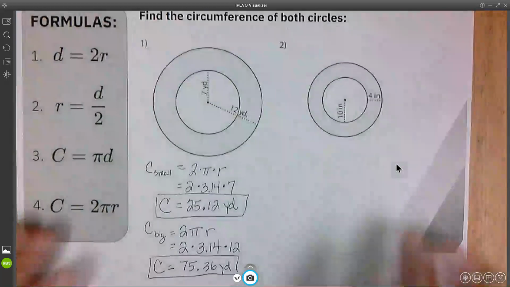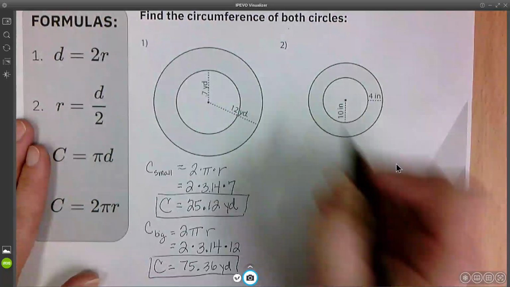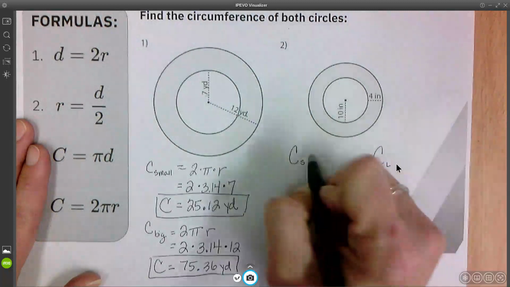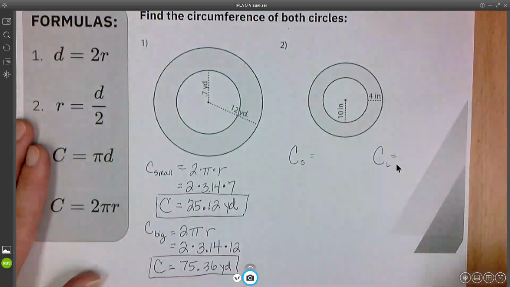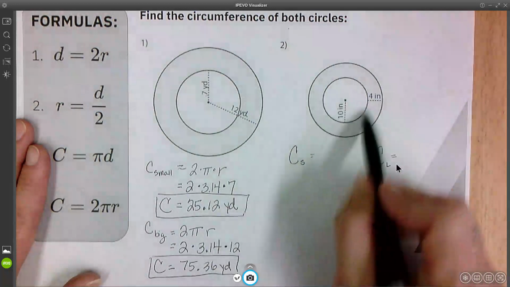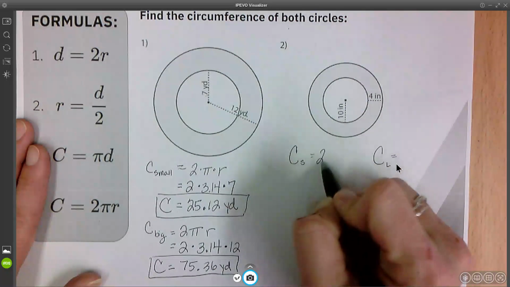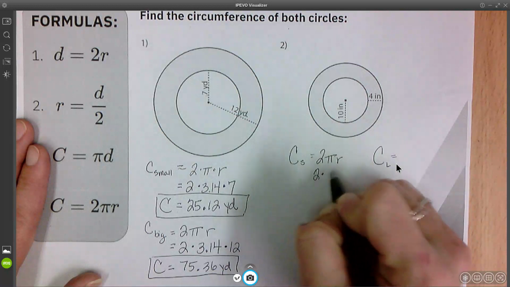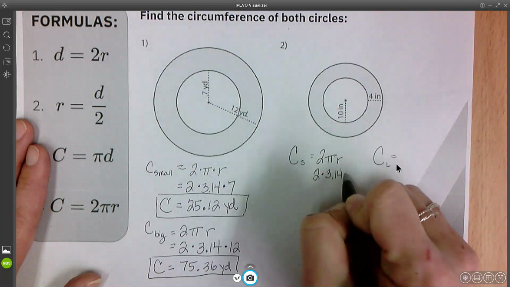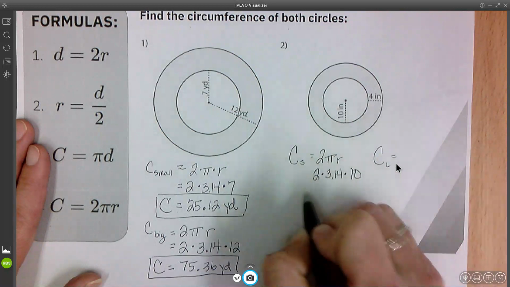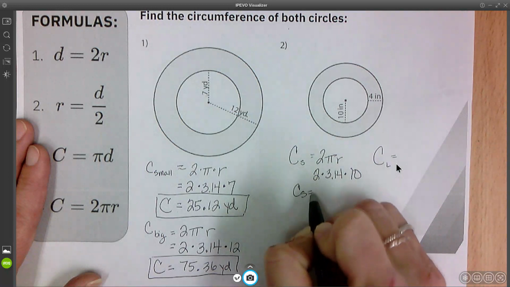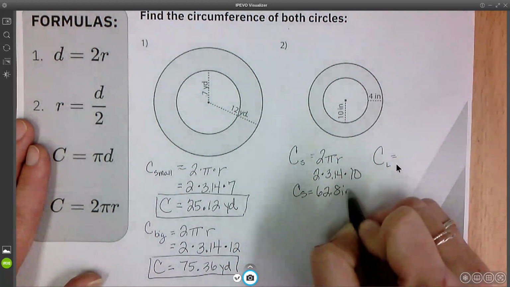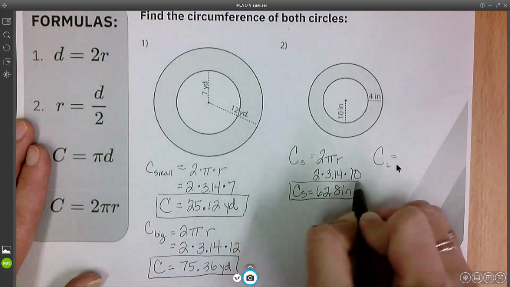So now for number 2. When I go to number 2, again, I have two circles. I have the small and the large. So this time I'm just going to put C and I'm going to put L for large. And then I'm going to do them side by side. And for my smaller circle here on the inner, this is a radius again. So it's 2 times pi times the radius. And I just substitute in what I know. 2 times 3.14 times the radius, which is 10 inches. When I multiply all that, the circumference of the smaller circle is 62.8 inches. So that's the smaller circle.